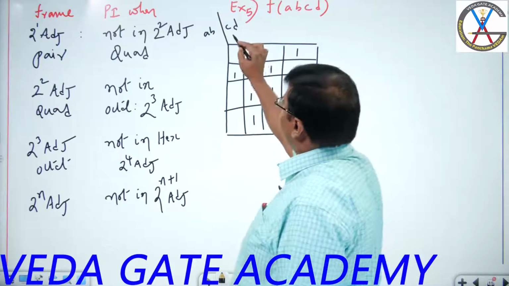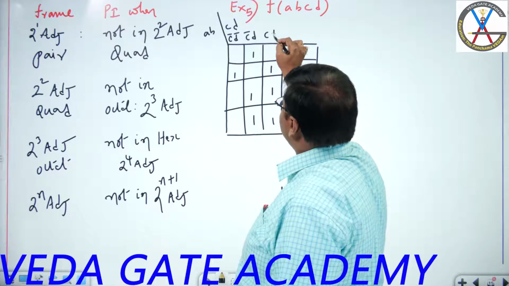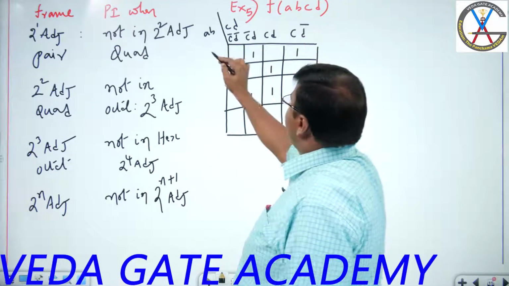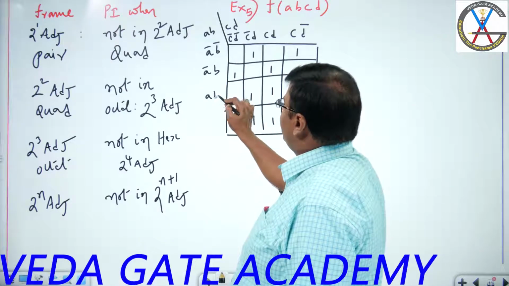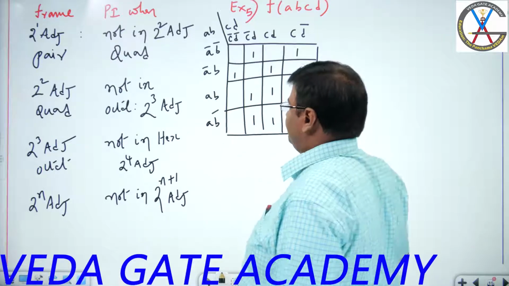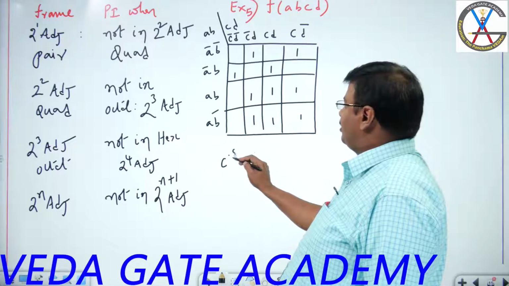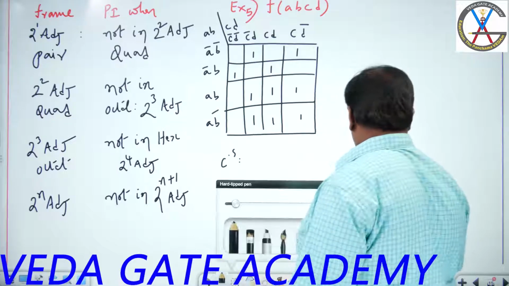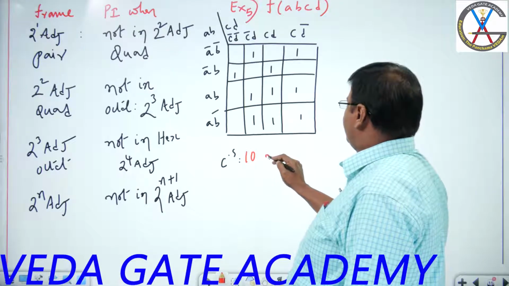If you want to declare the output: C bar D bar, C bar D, C D, C D bar, A bar B bar, A bar B, A B, A B bar. Right? So now let me tell you how many are the coverages: 2, 4, 7, 10 minterms.